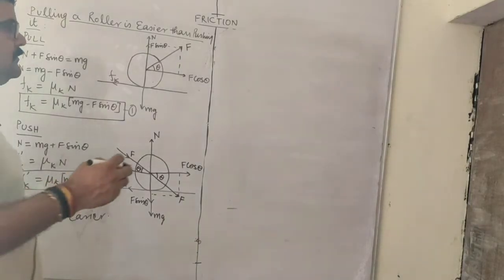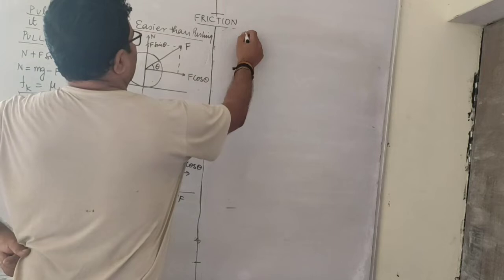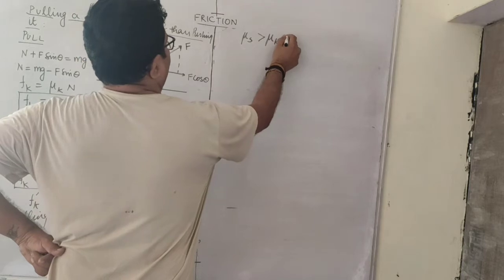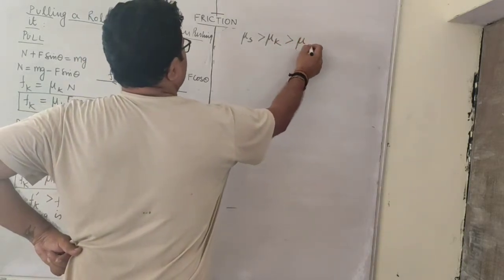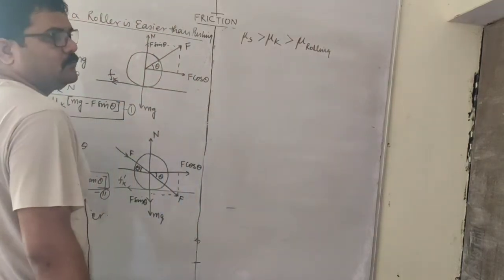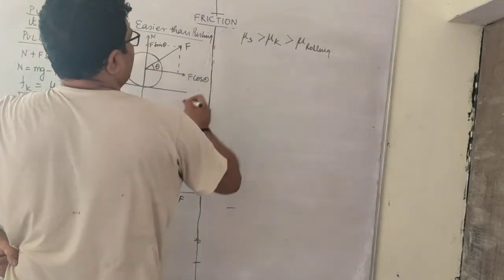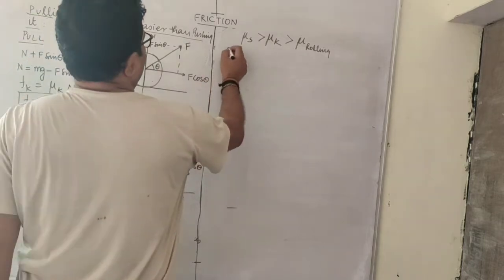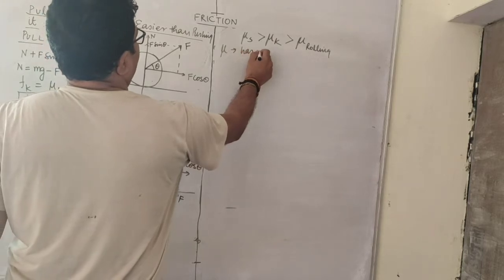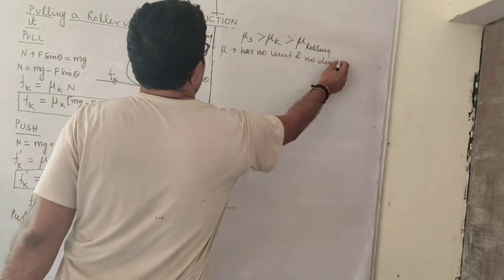Now, I am telling you one point: coefficient of static friction is always greater than coefficient of kinetic friction, and coefficient of kinetic friction is always greater than that of rolling. This point you must note. Similarly, coefficient of friction has no unit. That means it has no dimension. Mu has no unit and no dimensions. So be clear about this.